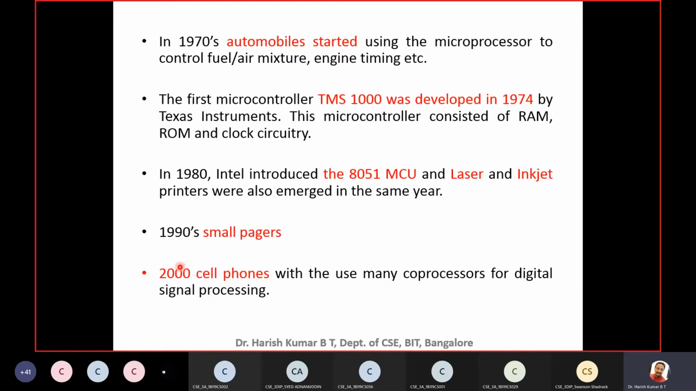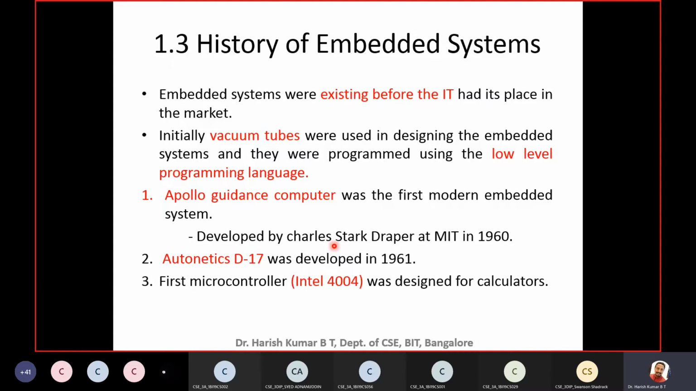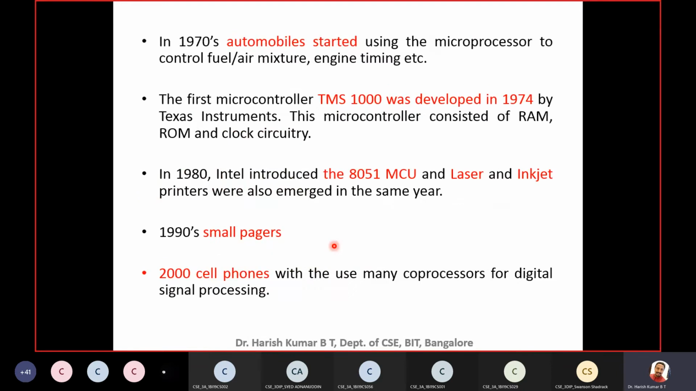And in the year 2000 the cell phone came into the picture, and the sales of cell phones far exceeded the sales of desktops or laptops. From the year 2000 till now, it is the cell phones, whether Android phones or iPhones, which are ruling the entire world. This is how embedded systems have undergone a revolution from the 1960s till 2000, and now we are in 2021. Even today, it is the cell phones that are ruling the entire world.